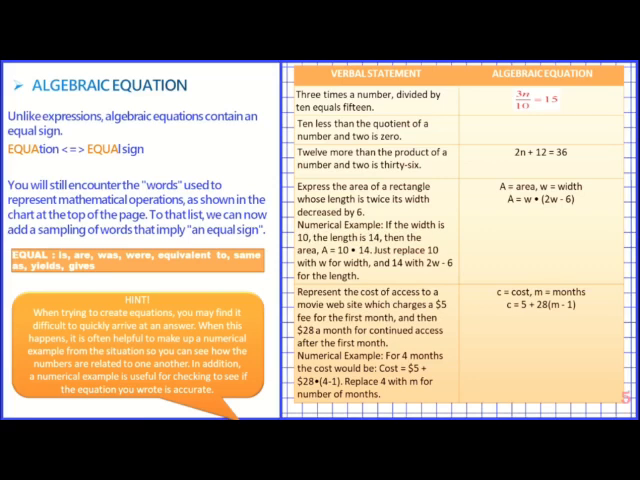In verbal statement, first there are 3 times a number divided by 10 equal 15. In algebraic equation is 3 times n divided by 10 equal to 15. Second, in verbal statement there are 10 less than the quotient of a number and 2 is 0. In algebraic equation, there are n divided by 2 minus 10 equal to 0.